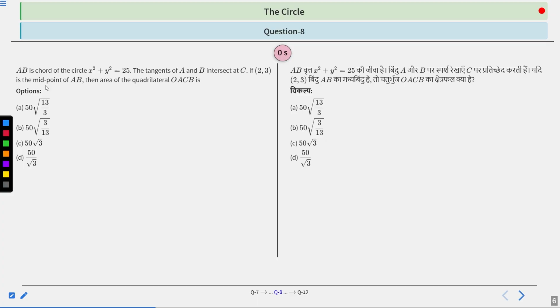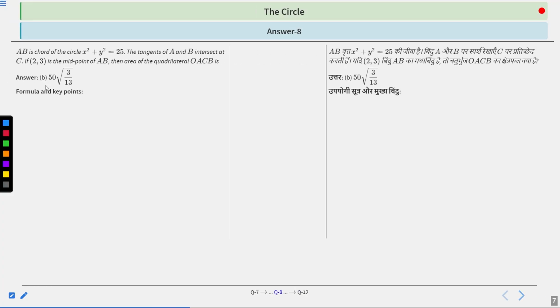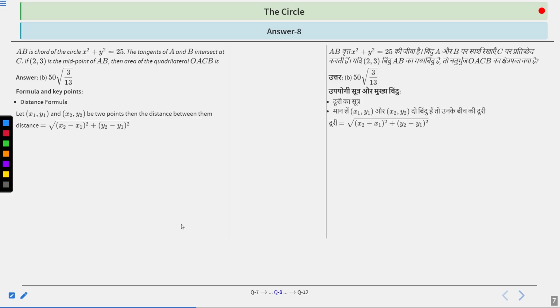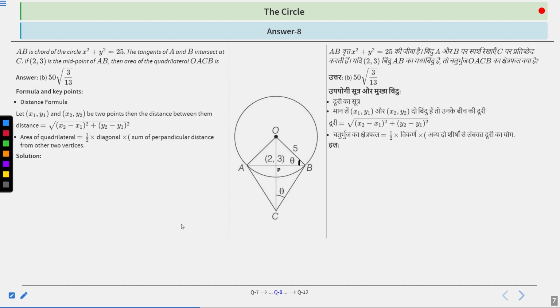Okay, let's move to the solution part. The formula and the key points we will use in this question is the distance formula. Let (x1, y1) and (x2, y2) be two points, then the distance between them is √((x2 - x1)^2 + (y2 - y1)^2). Therefore, the area of quadrilateral is 1/2 × diagonal × sum of the perpendicular distances from the other two vertices, right?